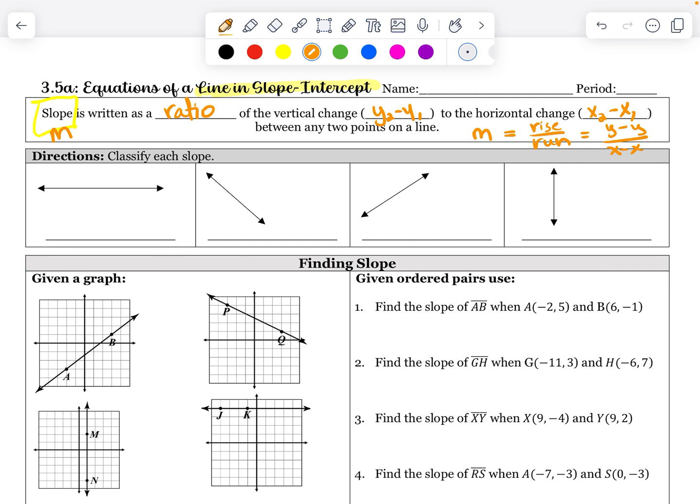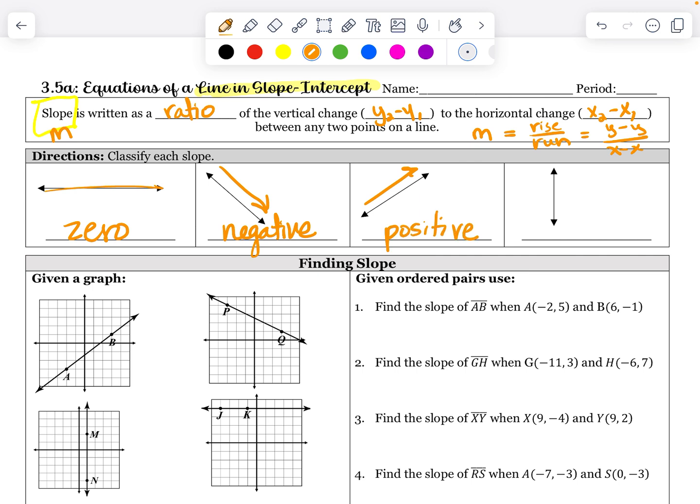So classify each slope. All right, if I am just going flat, walking on a flat road, that is a 0 slope. That takes 0 effort, I'm just walking. Going downhill takes negative effort. I am just scooting on down the hill. But going uphill takes positive effort. It takes me a lot of effort.